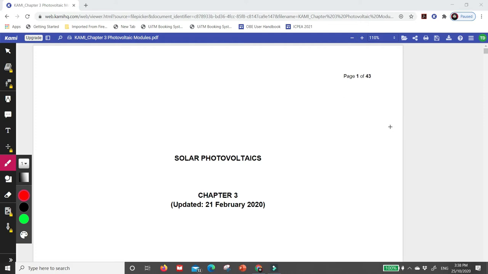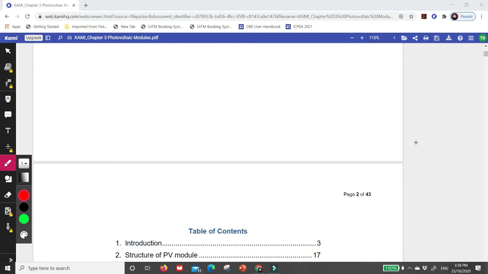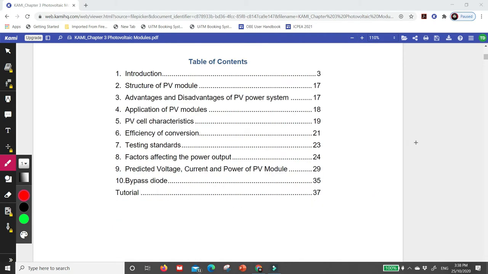Assalamualaikum and good day. Today we will learn about solar photovoltaic, chapter 3. Let's go through the table of contents.